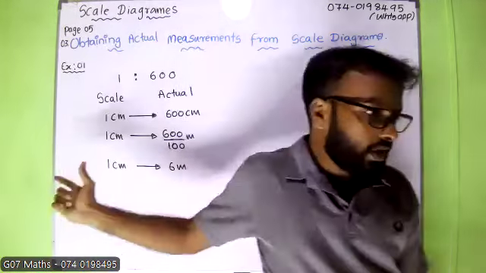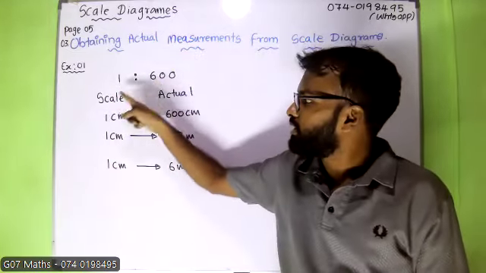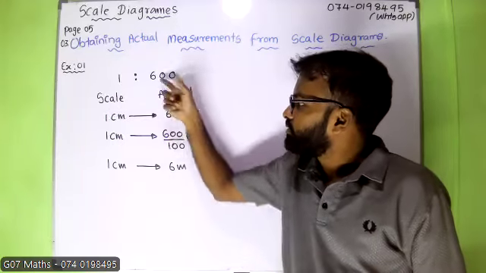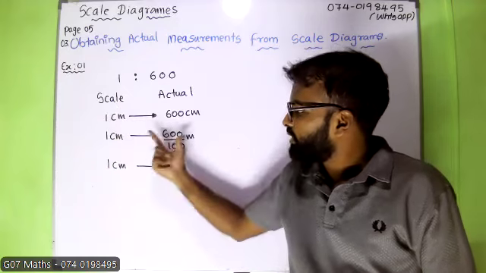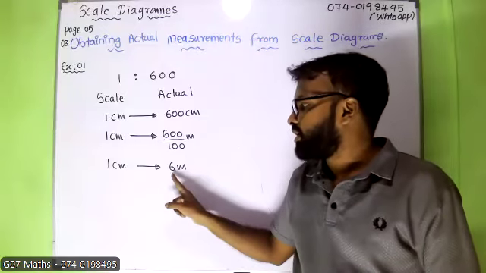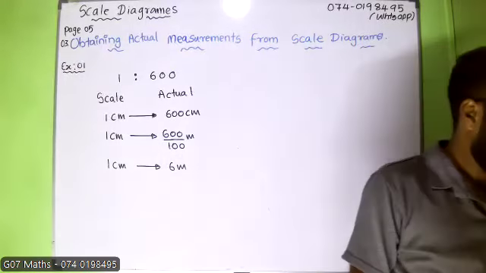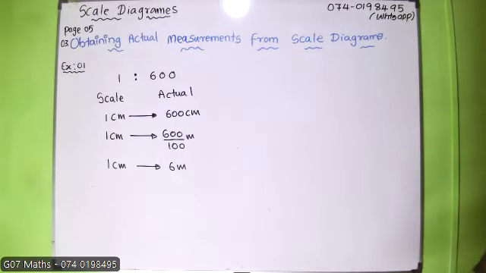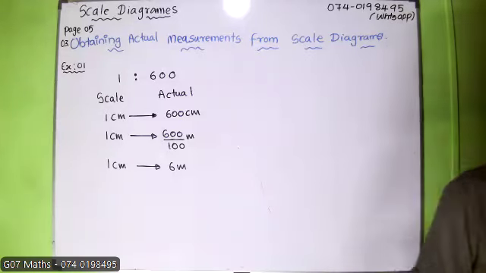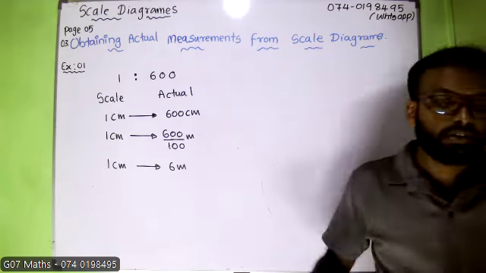Up to here, please write down the method. You know how to do this step. 1 to 600, scale to actual. 1 centimeter to 600 centimeters. 600 centimeters divided by 100 means you will get meters. So 1 centimeter represents 6 meters. Send me D when you are done.